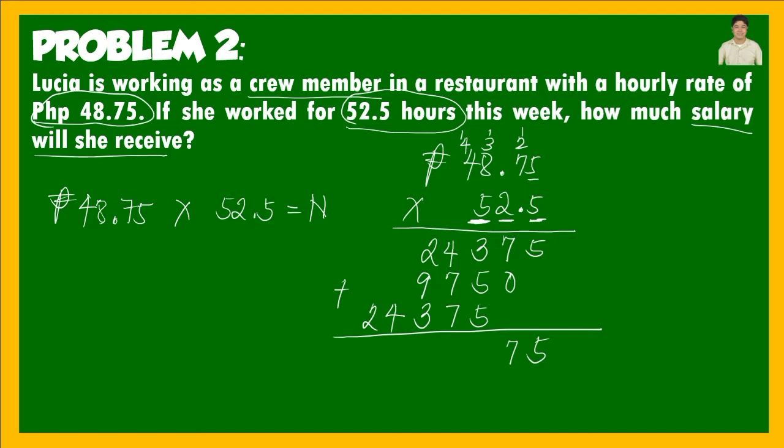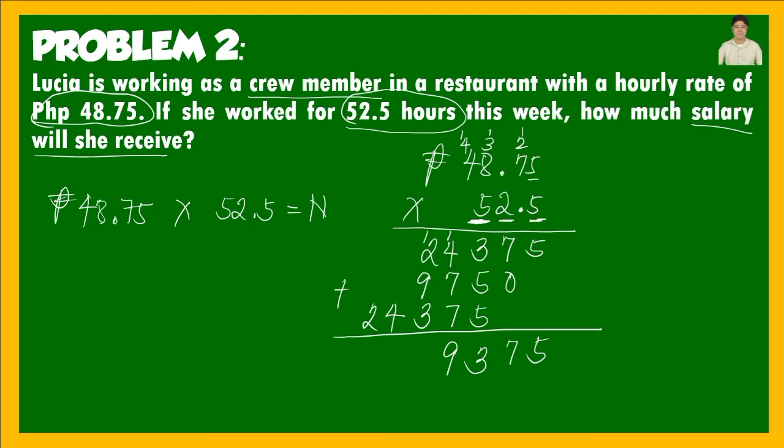3 plus 5, 8 plus 5, 13. So we'll write 3, then carry 1. 4 plus 7, 11. Plus 7, 18. Plus 1, 19. So 9, then carry 1. 2 plus 9, 11.